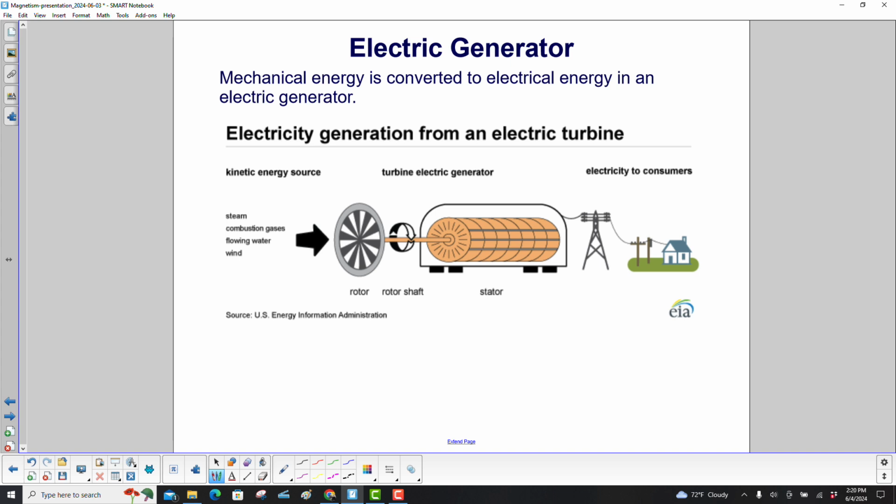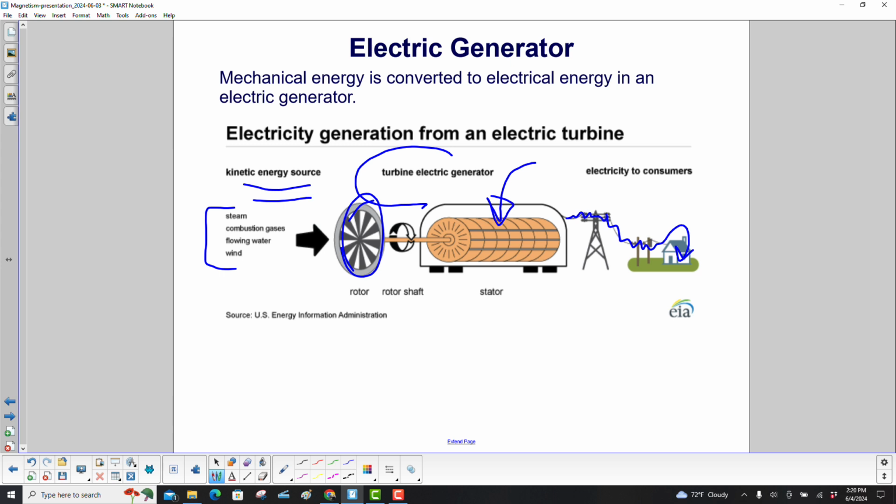So here's our generator, this turbine electric generator. We've got a kinetic energy source, which can be steam, combustion gases, flowing water, wind, whatever. As long as it can spin this rotor, it spins this piece here, which is called the stator, that generates electricity. It's sent out over power lines all the way to people's homes and businesses and workplaces and manufacturing, whoever needs electricity.